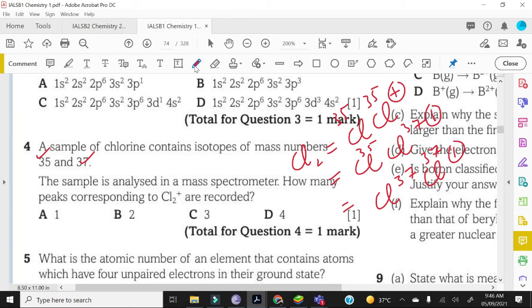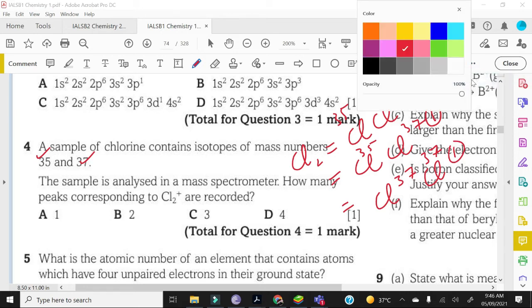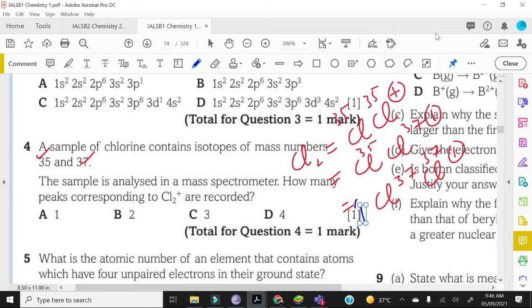So how many peaks do you see? 3 peaks. 1, 2 and 3. So your option should be 3. Is it clear? Yes, sir. Okay, I'm moving forward.